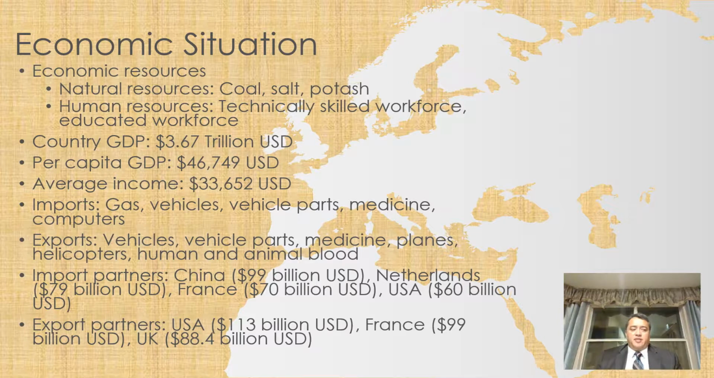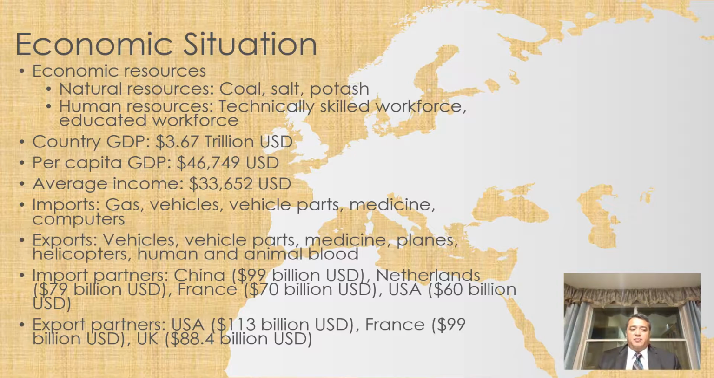Germany's main economic resources on the natural resources side are coal, salt, and potash. Germany's most important human resources are its highly technically skilled workforce along with a highly educated workforce. The per capita GDP for Germany is 44,749 US dollars, and the country GDP is 3.67 trillion US dollars.